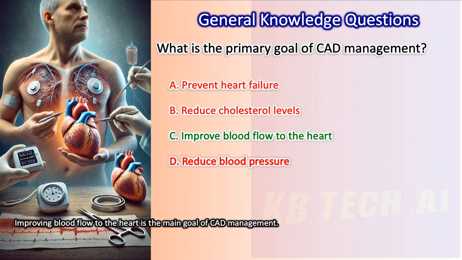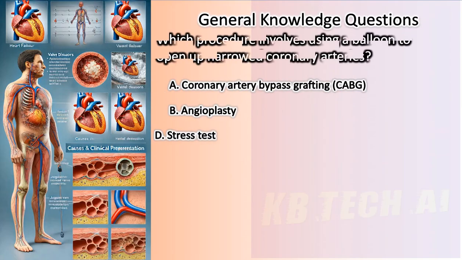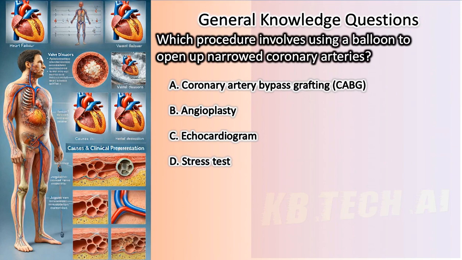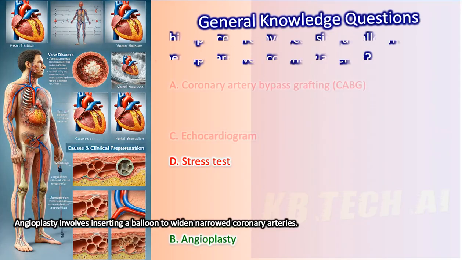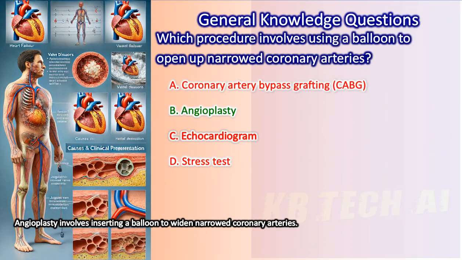Improve blood flow to the heart. Which procedure involves using a balloon to open up narrowed coronary arteries? Option 1. Coronary artery bypass grafting, CABG. Option 2. Angioplasty. Option 3. Echocardiogram. Option 4. Stress test. The answer is option 2.